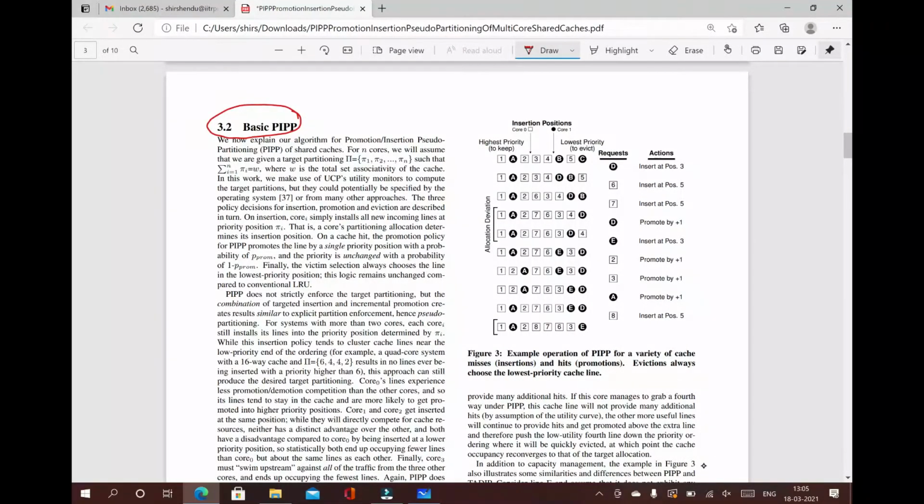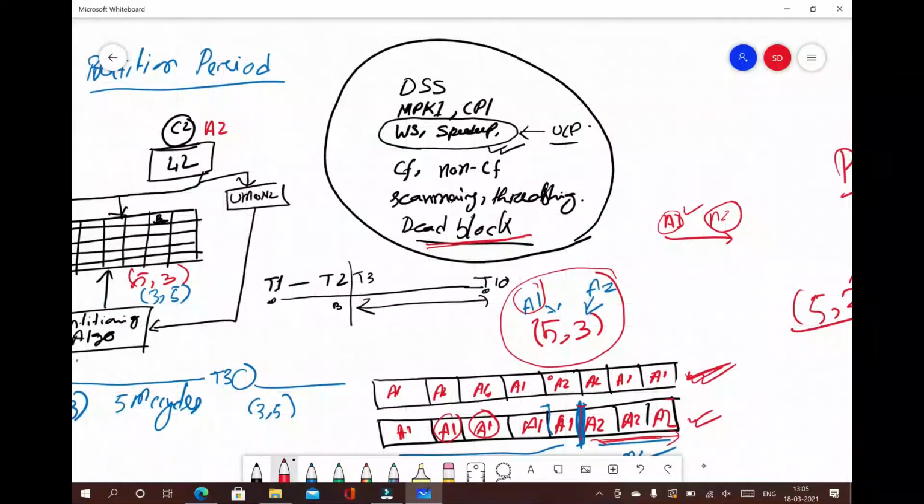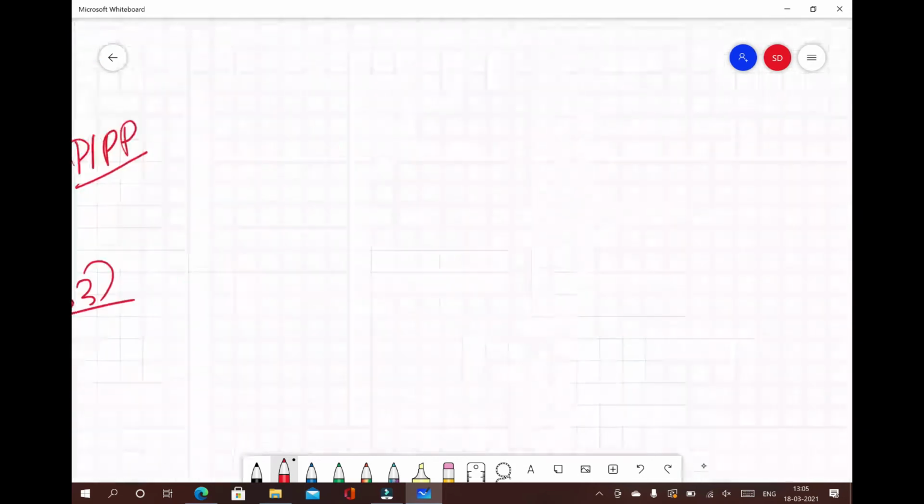In PIPP, the architecture required is the same as UCP. So if I go back to the diagram again here, they are also using this diagram. They also need the utility monitor circuits, and this partitioning algorithm. All these things are also there. And this output, after some time the partitioning algorithm gives output as 5,3, or 4,4, whatever partition output is given by this partitioning algorithm. This partitioning output is required in PIPP. So how does PIPP work?